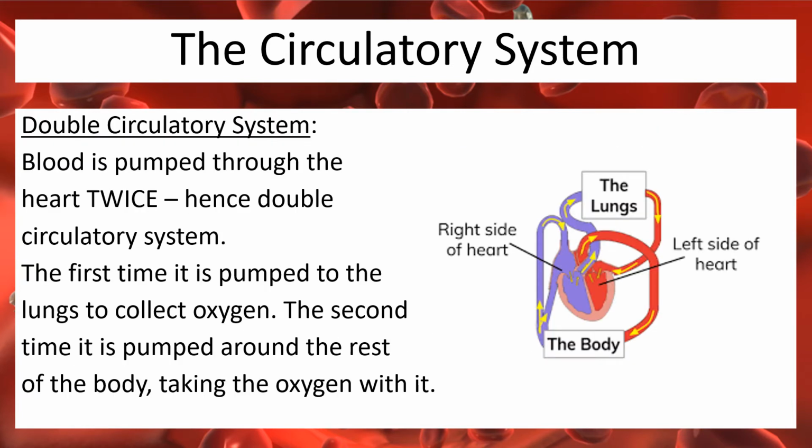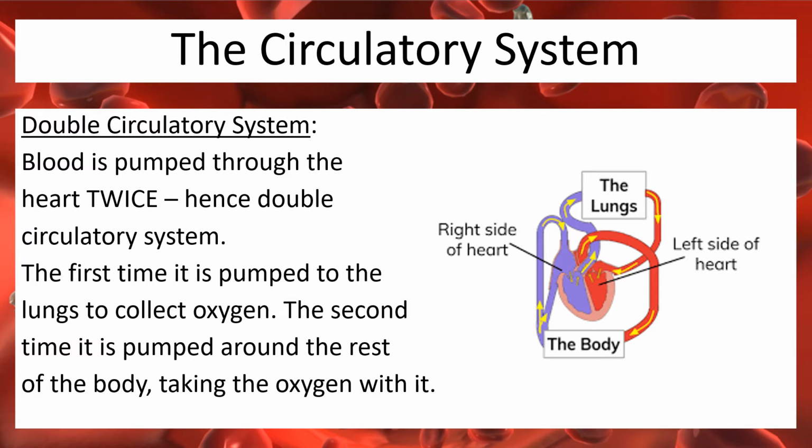The main thing I need you to understand about how the circulatory system works is that it's something we call a double system. That's because the blood gets pumped through the heart twice, hence double circulatory system. And when we start looking at the heart in more detail, we'll also see that that's why there are two sides to the heart.